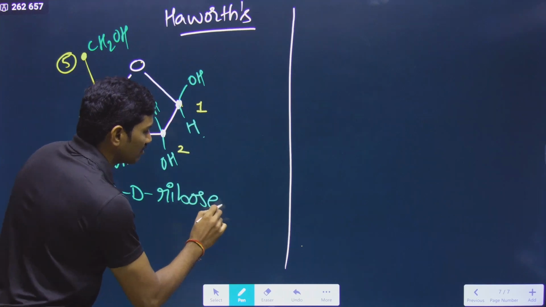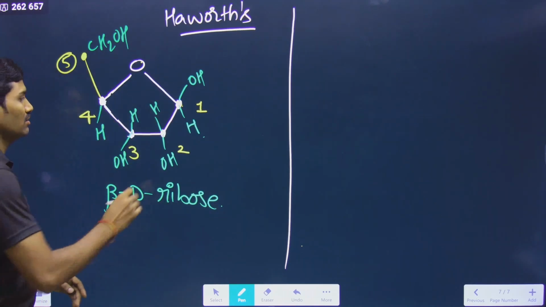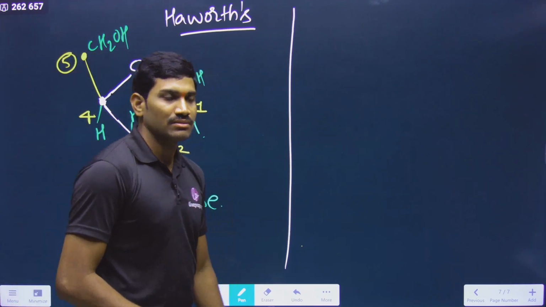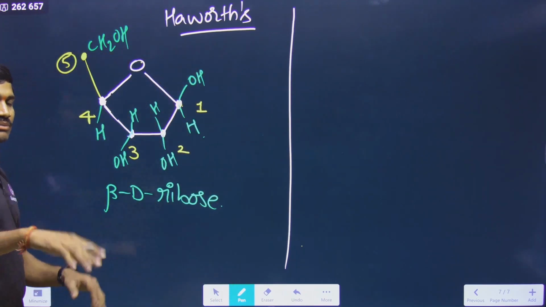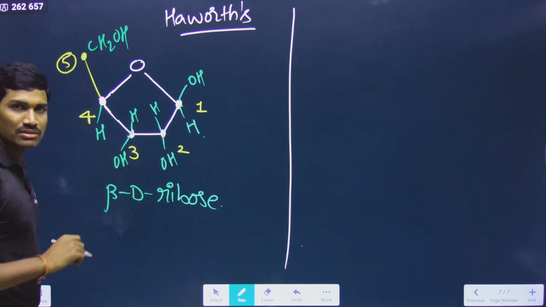So please remember, from the next lecture onwards, whenever I ask you to write ribose, this is the structure you need to write. Please remember this. This is how you represent it. Clear? And here sometimes what happens is, see, in this structure deliberately we have mentioned hydrogens.